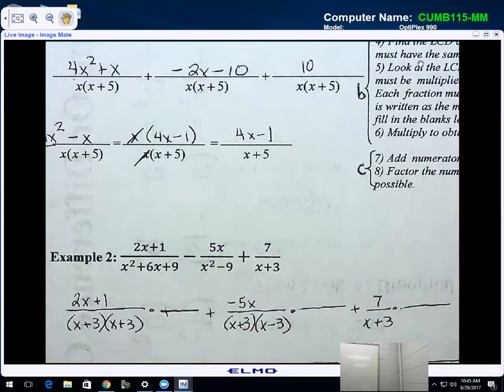And just in case anybody's having trouble with step 4, find the LCD. Let's go ahead and agree what's the LCD for those 3 fractions. You've got to have an x plus 3, another x plus 3, or you could write x plus 3 squared, and an x minus 3. So that's the LCD. Continue.